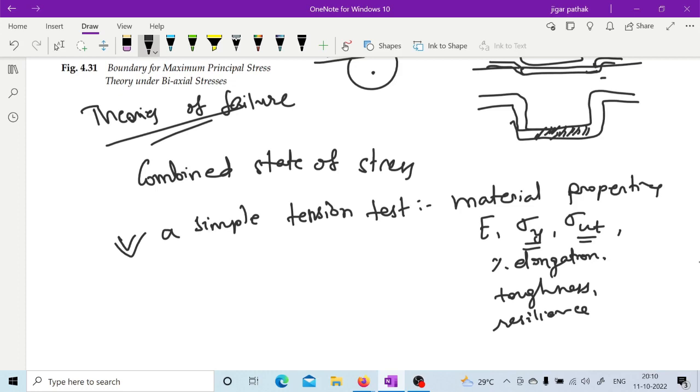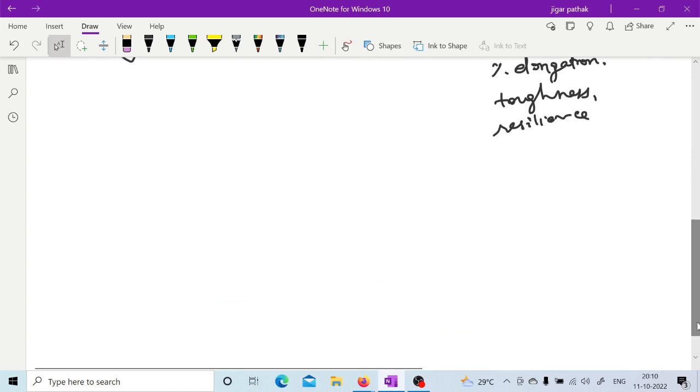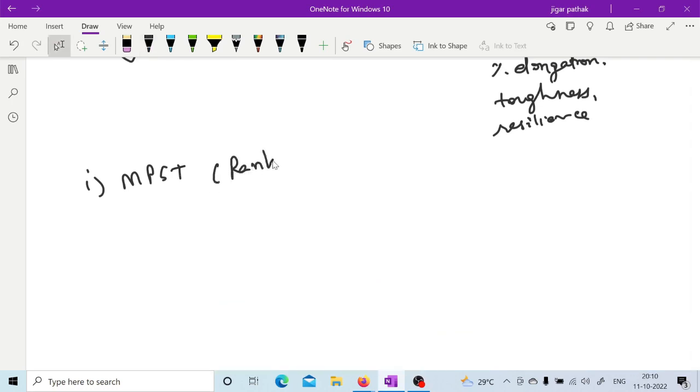So based on this, there are various failure theories, right? There is the maximum principal stress theory, which is also known as Rankine theory, right?